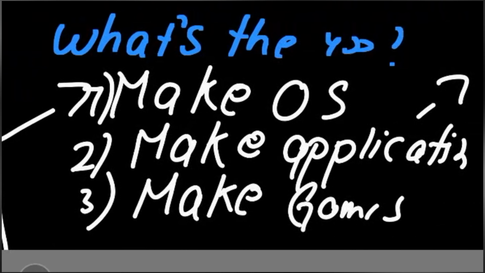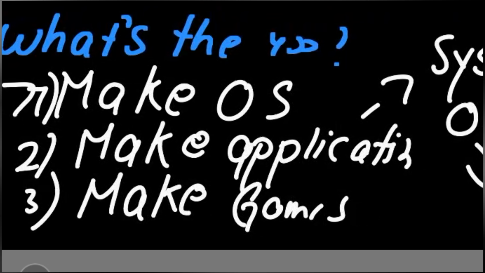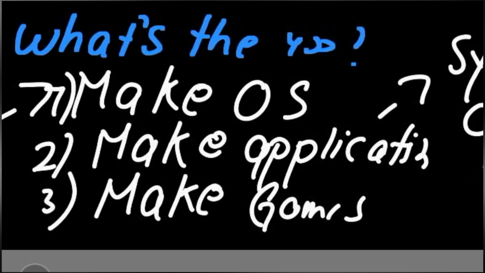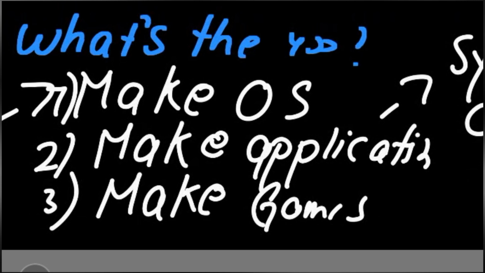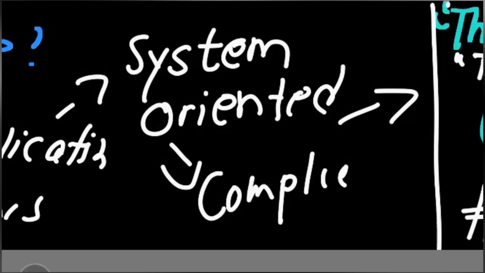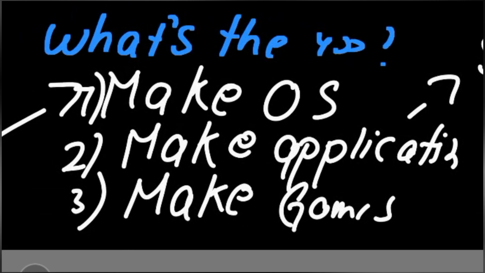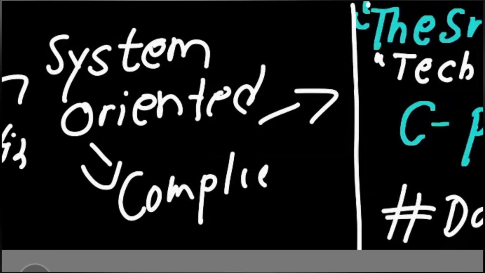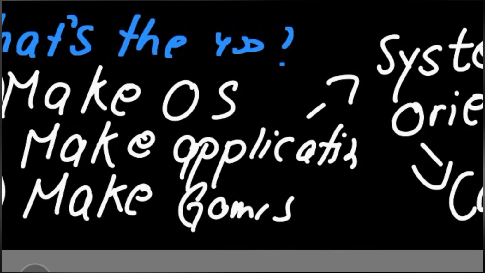So why is it important, what's the use of C programming? C programming is used to make different things. It is used for making operating systems. You may have heard of Unix and Linux; they are made using C programming. We can make different, very high-level applications. It is also used in some parts of making games. It is a system oriented programming language used to do very complex tasks, and one of the most used and most important programming languages.